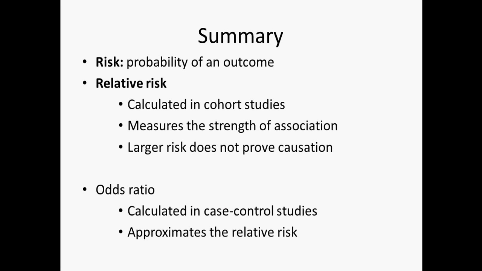So to summarize, risk is a probability of an outcome. Relative risk is calculated in cohort studies, which are also known as incidence studies. Relative risk gives us the strength of association between an exposure and the disease. But the point to remember is that a larger relative risk does not prove causation. It will help us prove causation, but it is not the sole factor which can prove causation. Odds ratio, on the other hand, is calculated in case control studies, and it will approximate the relative risk in certain situations which we have already seen.